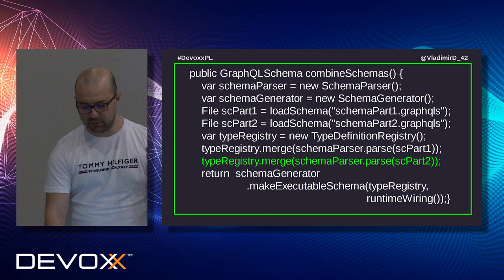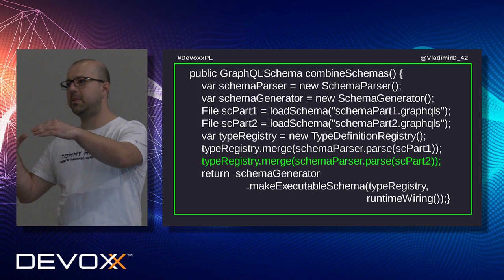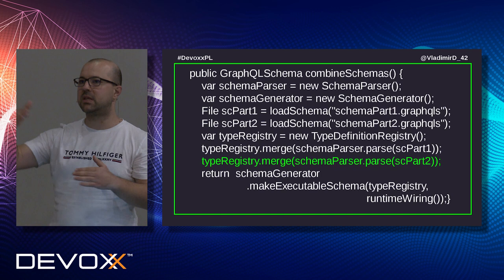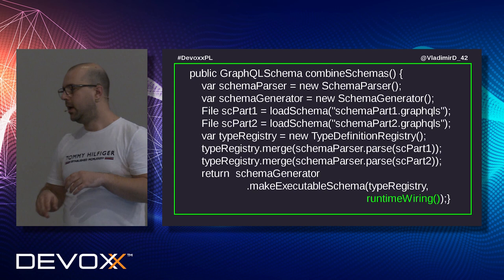So we do almost exactly the same thing as the JavaScript community. We load one file, parse it, push it, then load the second file, parse it, and merge it with whatever we have read already. In that way, we can split the schemas and do different things. In the end, we call the schema generator, make it executable with the type registry and runtime wiring, and combine them.